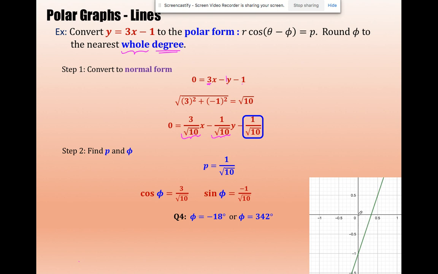So what that means here is that to go perpendicular from the origin to that line, the distance, the length of that purple line, is 1 over root 10. And the angle it makes with the positive x-axis is either 342 degrees, or if you want to think about it with the negative, negative 18 degrees. I don't really care which one you write. I chose the positive. Okay, cool.